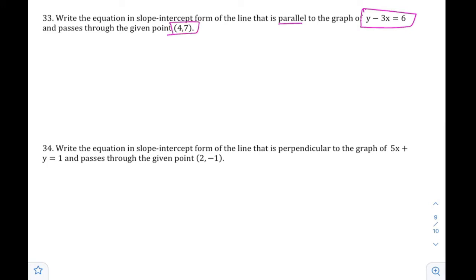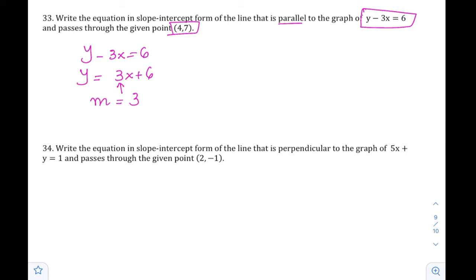So we have given y minus 3x equals 6. To write the equation of a line, we need at least a point and a slope, or 2 points. Now, how can we find the slope of this line? First, you need to write it in the slope-intercept form, in terms of the slope and the intercept. Directly here, your slope for the given line is 3. And the y-intercept is 6, but it doesn't matter to us.